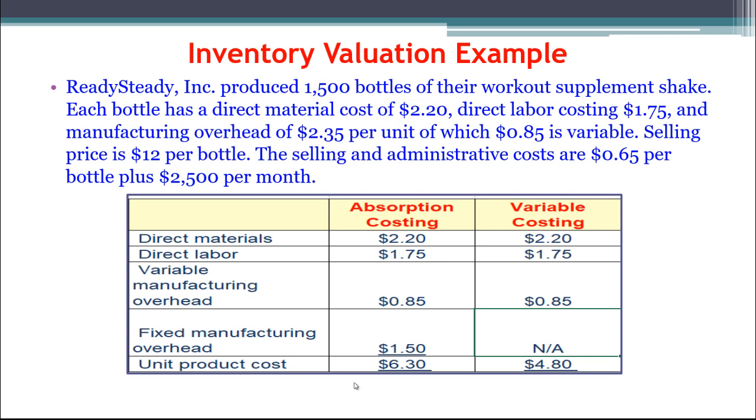So under absorption costing, if we're looking at the unit product cost, in other words, just product cost, not including selling and administrative, both methods would have those first three costs: materials, labor, variable overhead. That's all the same. Fixed manufacturing overhead, that $1.50 per unit, would only be under absorption costing, and it would be not applicable under variable because it would be a period cost there instead. So if we're just looking at the unit product cost, absorption costing has a $6.30 product cost, $4.80 for variable costing.